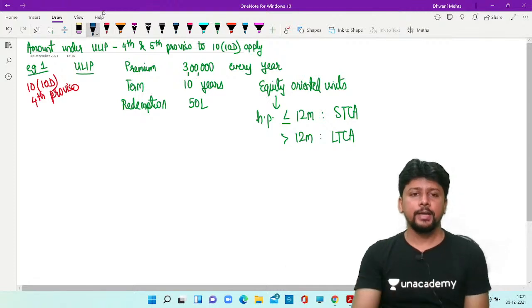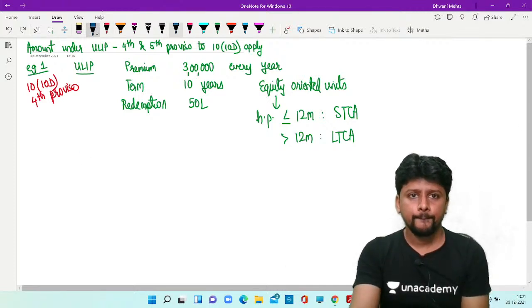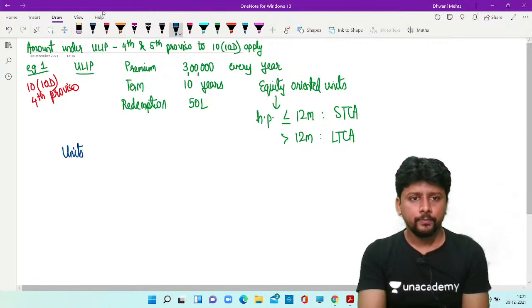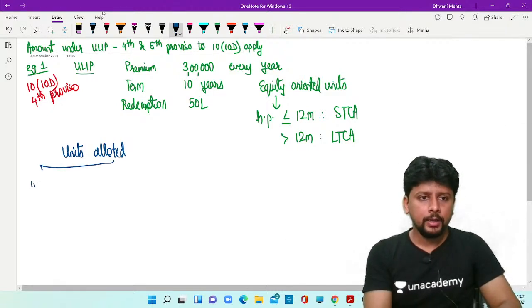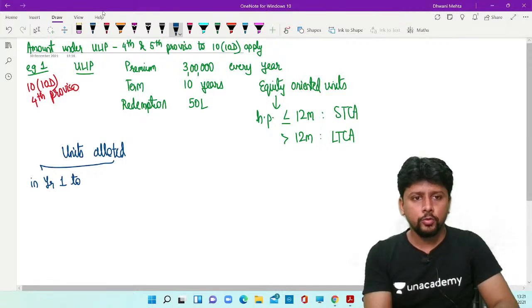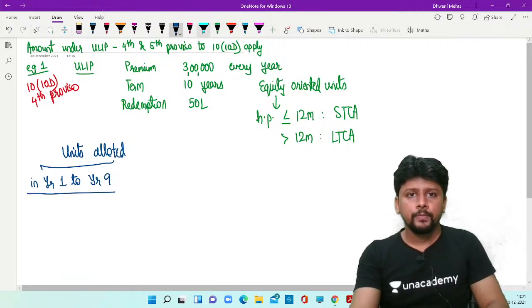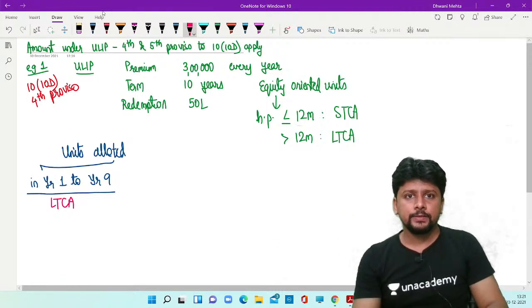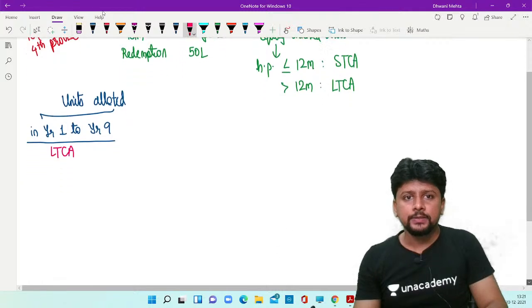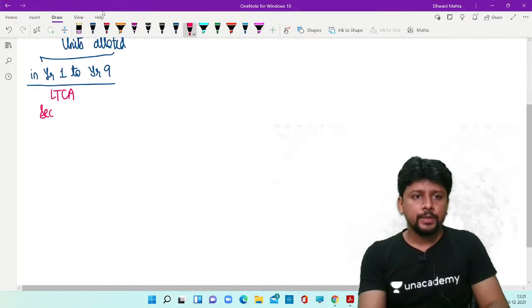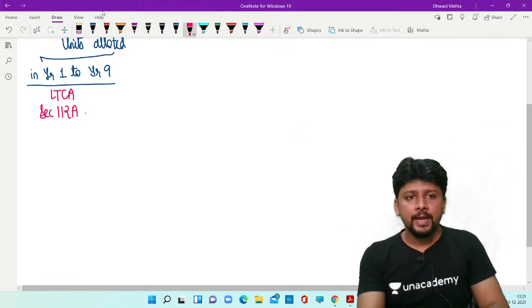Now I will have to bifurcate all my units which are allotted to me in year number 1 to year number 9. They are held for more than 12 months. That means these are long term capital assets. And if they are long term capital assets, yes, head of income is definitely capital gains. But if they are equity oriented, then section 112A will apply. And when section 112A applies, there will be no benefit of indexation available.